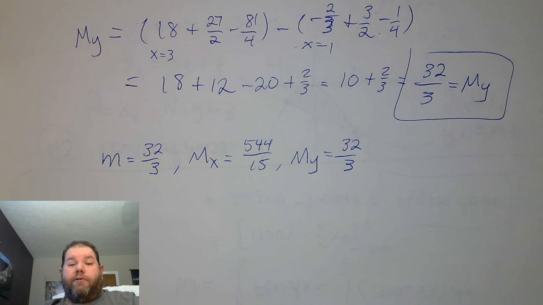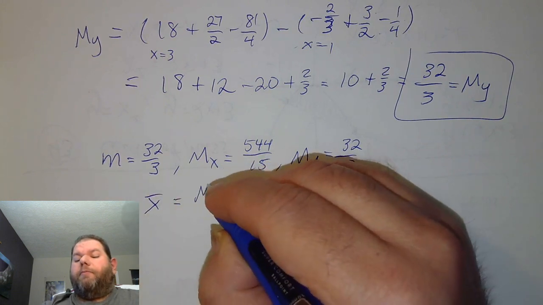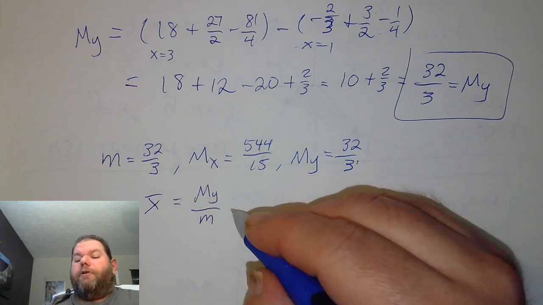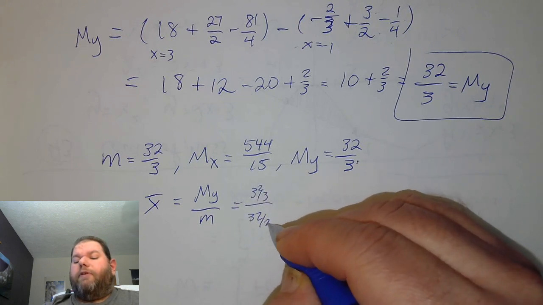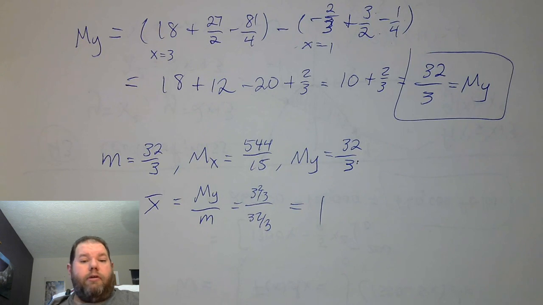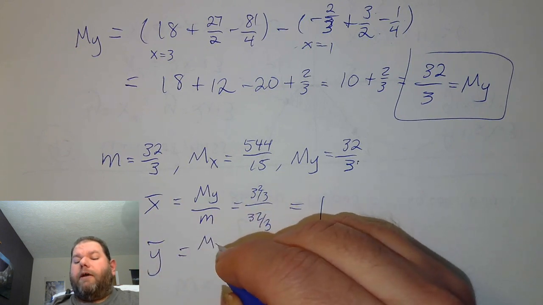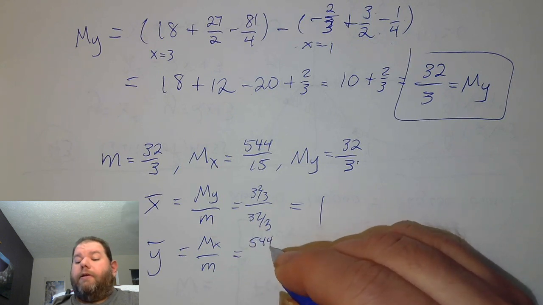Okay, so there's our 3 values for m, mx, and my. Now x bar, we said would be my divided by m. So it'd be 32/3 divided by 32/3, so that's pretty straightforward. If we divide something by itself, it's equal to 1, so 1 is the first part of our center of mass.